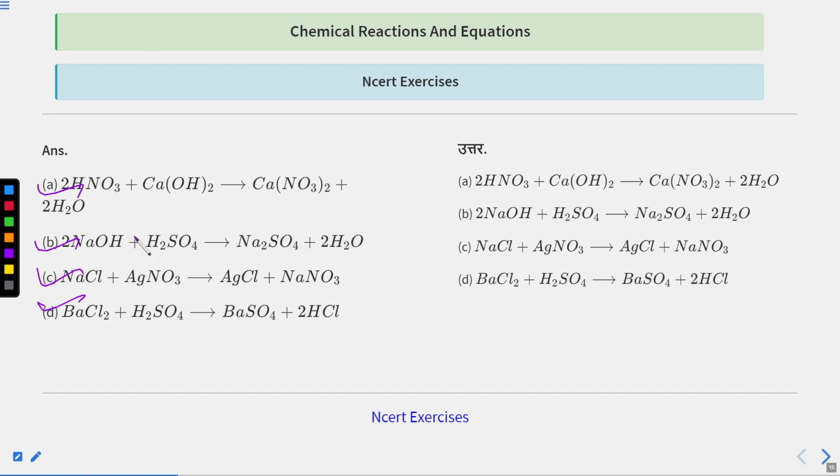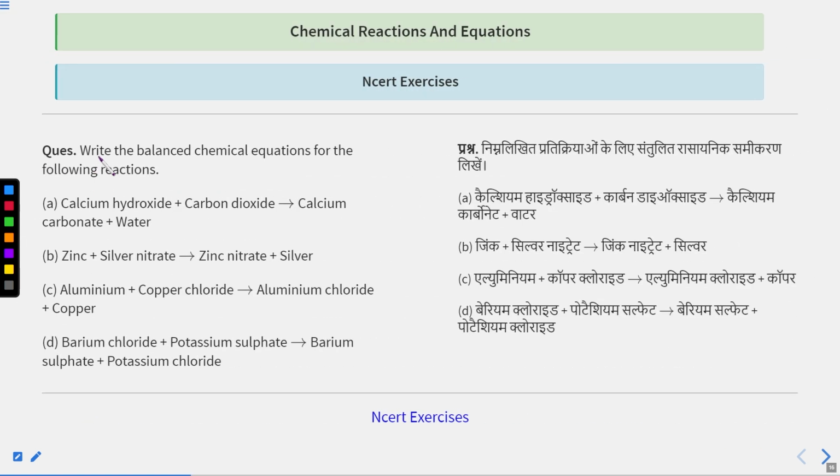You have to solve each and every part with all these steps and then match your answer. Okay, so this is the answer of this particular question. Let's move to the next question.